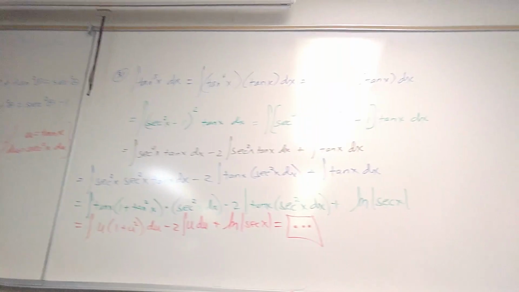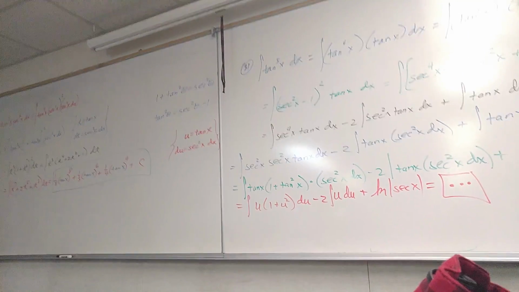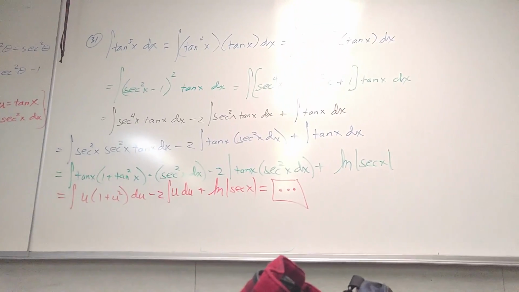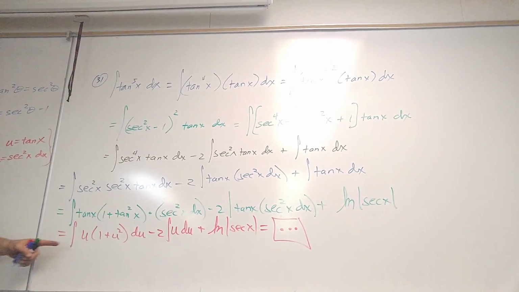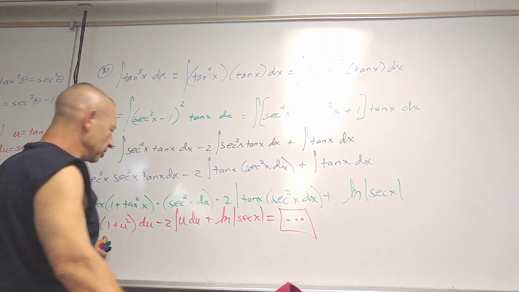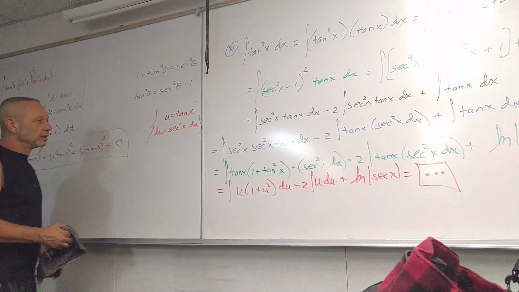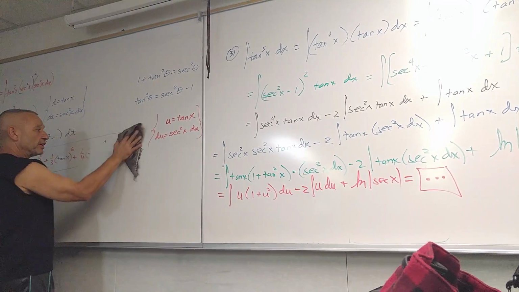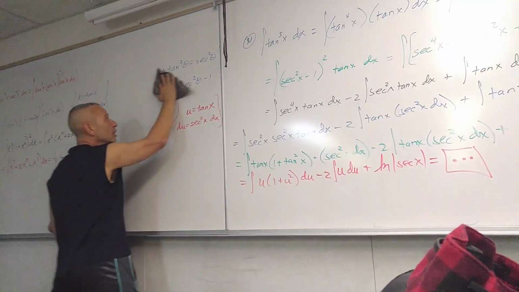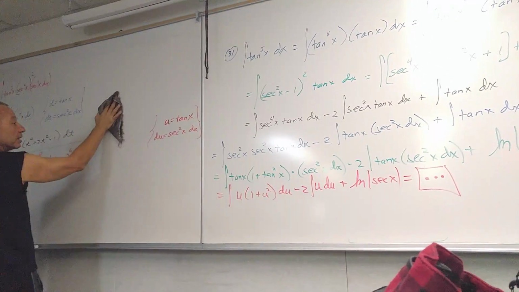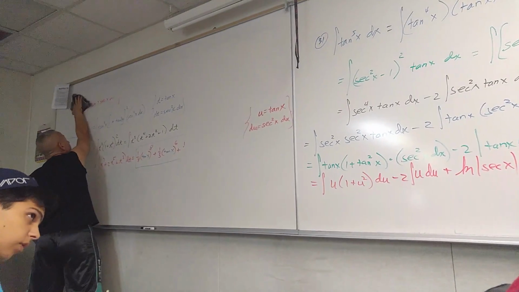Question. Is everybody cool with that? Everybody see how it's going to finish now? All right, you're going to multiply this out. You're going to integrate u cubed. You're going to integrate u to the 1. Here you're going to integrate u to the 1. At the very end, you'll replace all the occurrences of u with tan x. Questions?